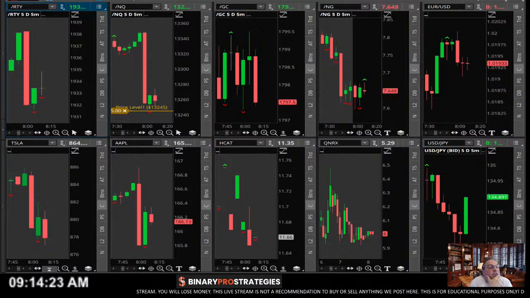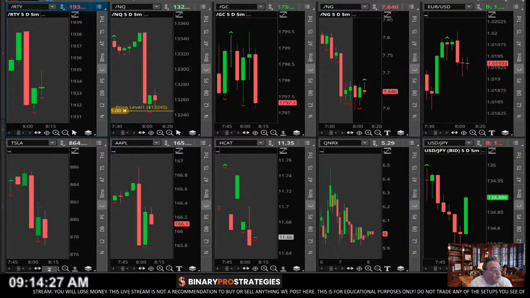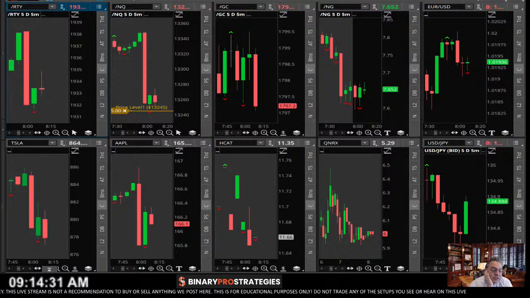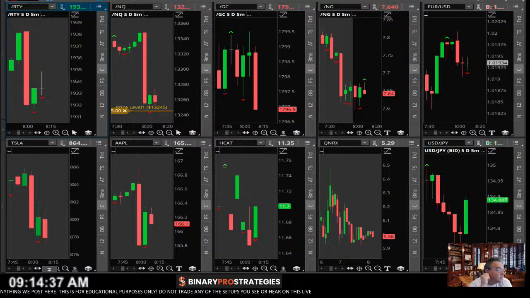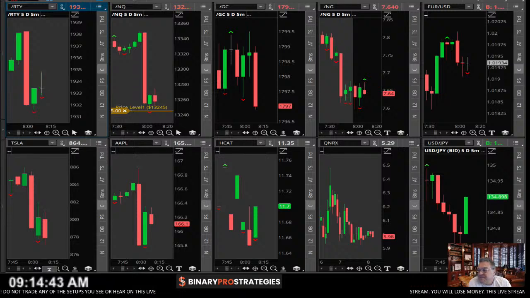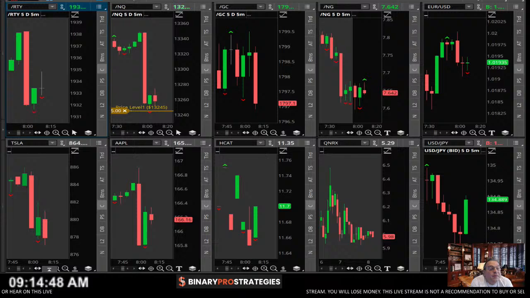Okay, I'm watching this mini NASDAQ, see if we're going to get triggered here. Still waiting to see if we can get this pullback on HCAT and QNRX, our two stocks. Not getting anything yet on the US yen. Going to keep an eye on this Euro US now. We may get a triggered short on the Euro US instead of the yen.